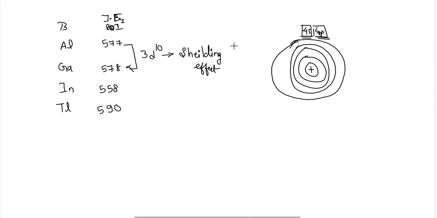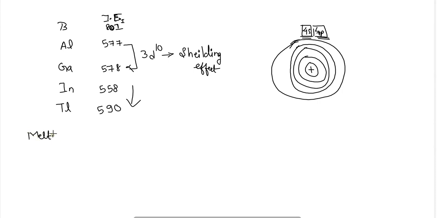Okay, and after that you will see that there is a gradual increase in indium and thallium. But when you are moving from aluminium to gallium, there you will see an increase due to the presence of the shielding effect in the atom of gallium. Next, the melting point and the boiling point.